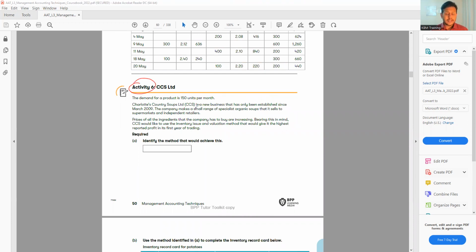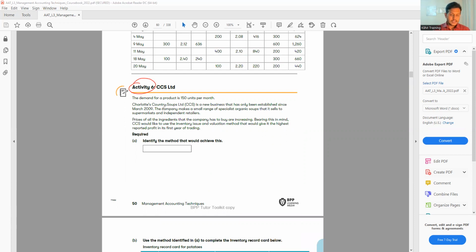As I said, FIFO represents first in, first out. So we need to issue the unit that we receive first. Anything that came first has to go first. If I receive the material earlier, I have to make sure I issue this one first before I move to the next one. Let's read this question and try to understand it.